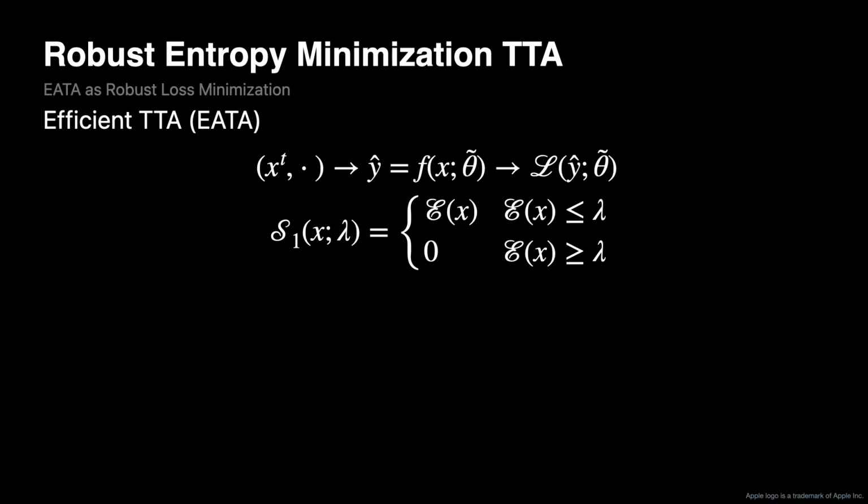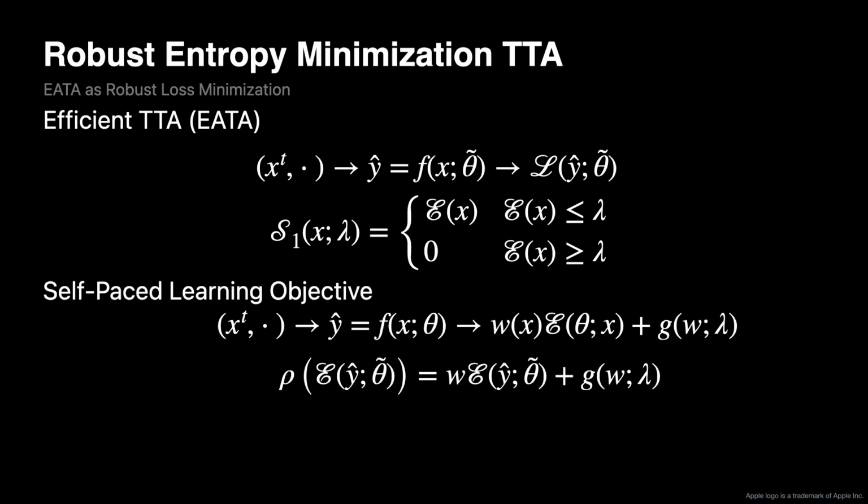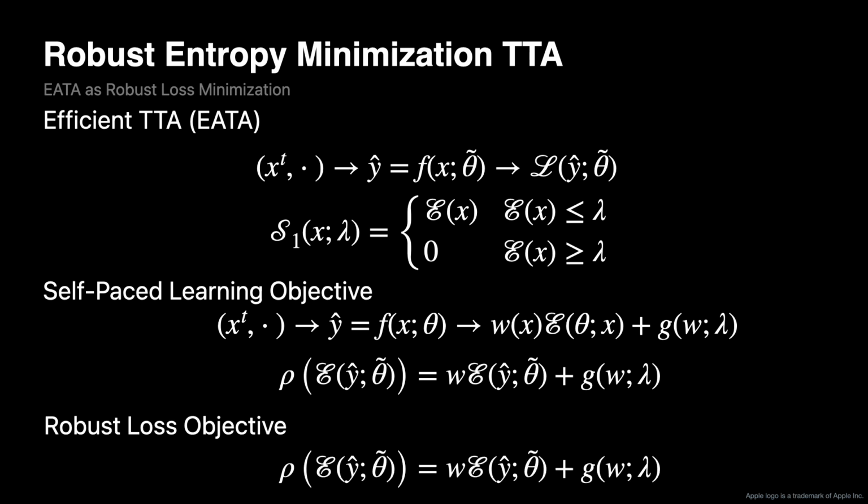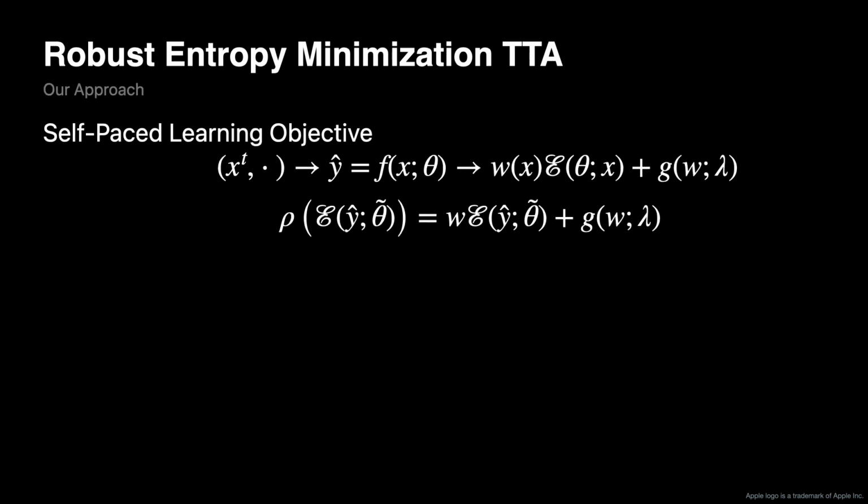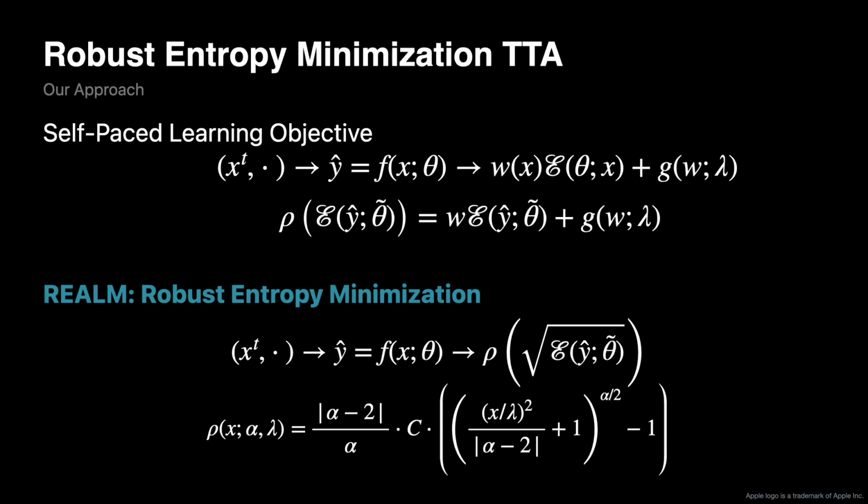To expand on this, we extend the EATA 0-1 weighting approach of S1 by first demonstrating that this is a specific case of a weighted entropy objective under the self-paced learning framework, and under certain settings is equivalent to optimizing a robust loss function rho. This means that EATA is a special case of a robust loss minimization problem, similar to methods such as robust regression, which handles outliers in classical regression problems. In our work, we provide a new and more general form for rho, leading to a new optimization procedure.